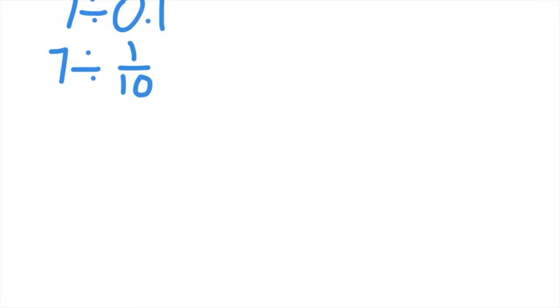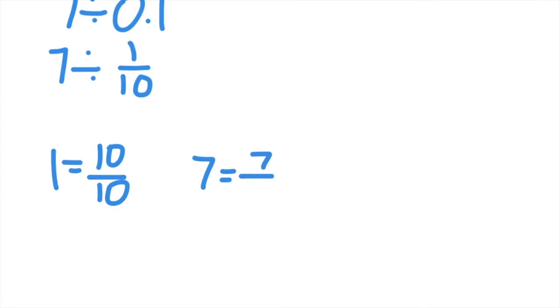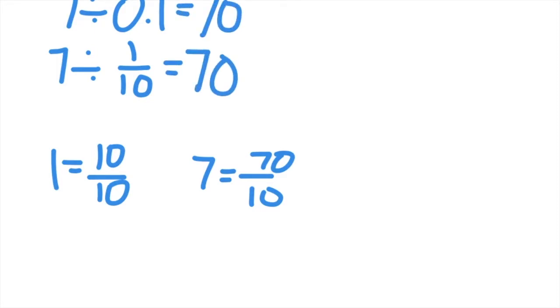Now we know how to do this. We're just asking ourselves how many tenths are in 7 wholes. Well, in one whole there are 10 tenths. So in 7 wholes there must be 70 tenths. So if I'm looking back here, 7 divided by tenths, how many tenths are in 7 wholes? And we answered that it would be 70. So pretty easy to start off.